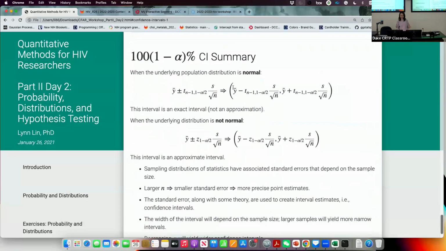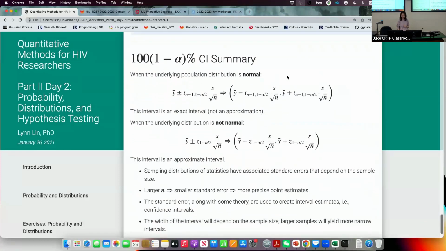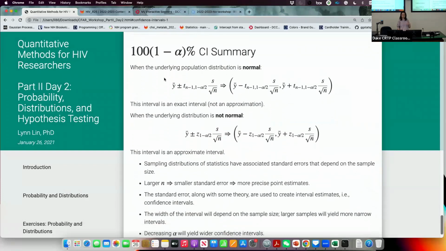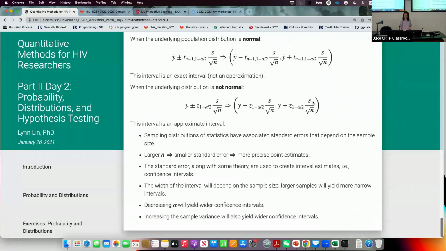Just to summarize before we end today's workshop, there are two different scenarios. If the underlying population is normal, you are going to use the t distribution to compute the constant. If anything else, you are going to use the z-score, which is from the standard normal distribution. But in any case, you are going to compute the sample statistics y bar and s and get to know the sample size.